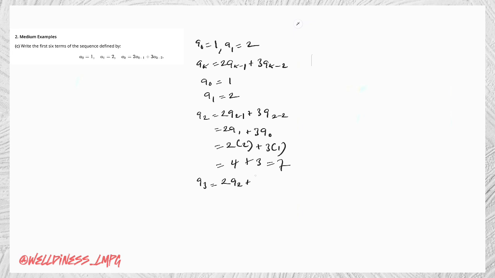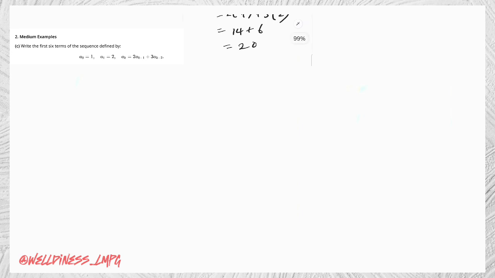Now for our A3, all we have to do is substitute 3 everywhere we have K, and that will give us 2A(3 minus 1) plus 3A(3 minus 2), and that will leave us with 2A2 plus 3A1. And we know that our A2 is 7 and our A1 is 2, so that is going to leave us with 2 times 7 plus 3 times 2. So 2 times 7 will give you 14 plus 3 times 2, which will give you 6. So 14 plus 6 will give you 20.